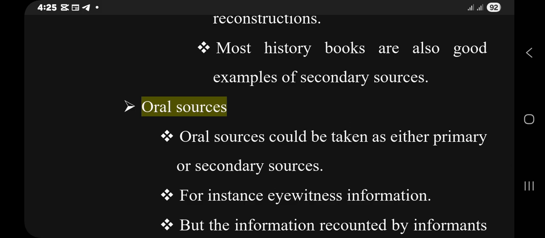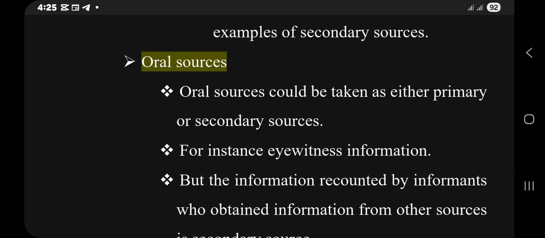The third important type of historical source could be oral tradition or oral sources. Oral tradition is a type of information which is transferred from generation to generation through word of mouth, mostly implemented in African history. Whatever it is, oral sources might be primary or secondary sources.